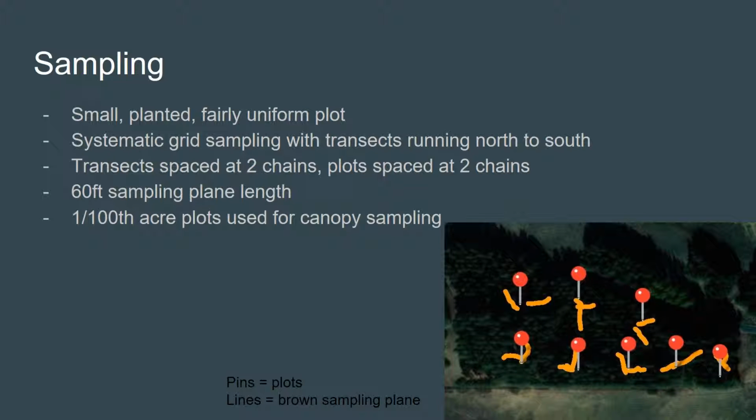Because this is a small, planted and fairly uniform plot, I thought a systematic grid sampling method would capture the variability on the site. So transects were spaced at 2 chains, and plots were spaced at 2 chains along the transect, making a 2 chain by 2 chain grid. The sampling plane lengths were 60 feet, and I used 1/100th acre plots for canopy sampling. In the image here, the pins represent plot centers, and the lines represent the brown sampling planes, 2 per site, randomly oriented.